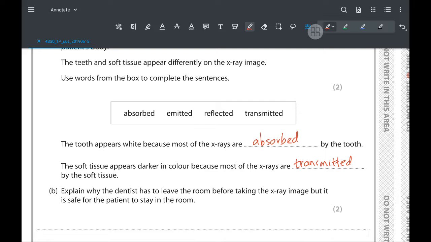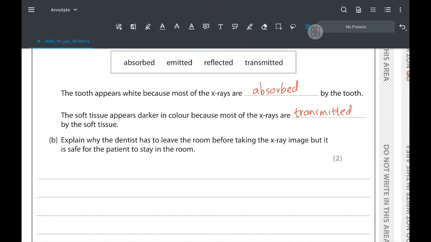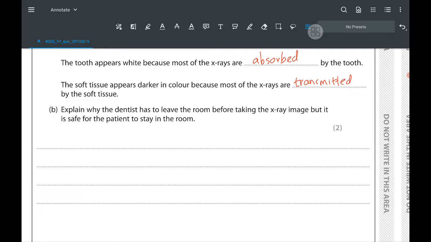Explain why the dentist has to leave the room before taking the X-ray image, but it is safe for the patient to stay in the room. That's a good question actually. Now patients are taking the X-ray and they are staying in that region and they are exposed to X-ray. But why will the doctors or the dentist move out?